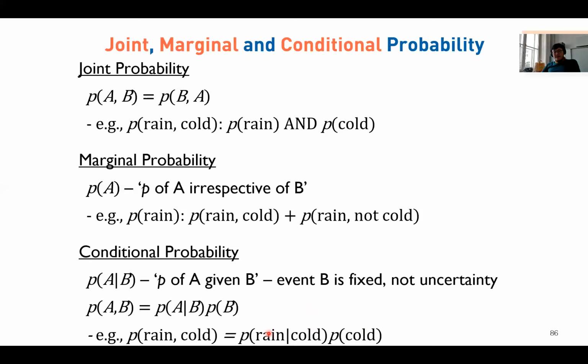There's a comment that says, I thought that P of A and B equals P of A multiplied with P of B. It is true when A and B are independent. And if they are not independent, it can be a little bit more complicated. Yeah, you're right.